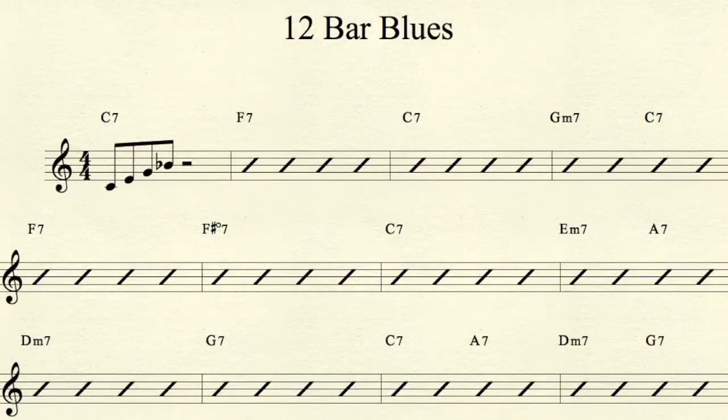So for example, if the tempo is here, the first chord is C7, and we're going 1, 2, 1, 2, 3, 4. Okay, 1, 3, 5, 7. And we're going to do that for each chord.